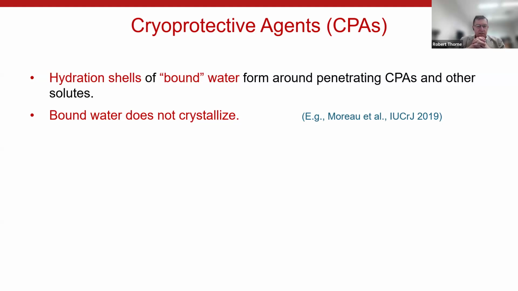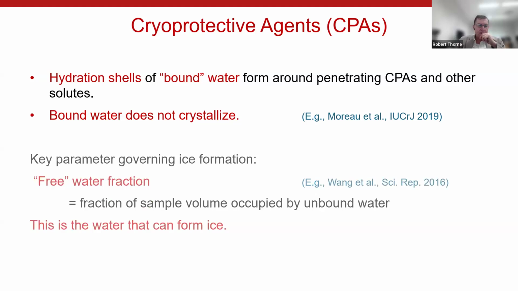And it turns out lots of studies have shown, including this paper from my group, that bound water present in the first and perhaps second hydration shells around solutes doesn't crystallize. So basically, you don't have to worry about that bound water. All the problems are going to come from the unbound water in the cell. And so the relevant parameter governing ice formation is something called the free water fraction, which is the fraction of sample volume occupied by unbound water.